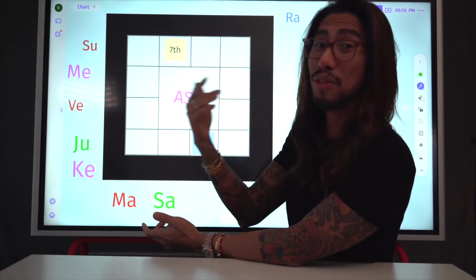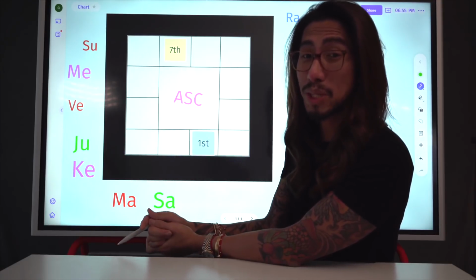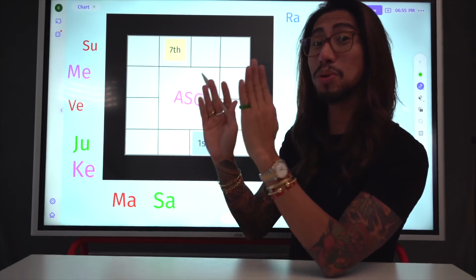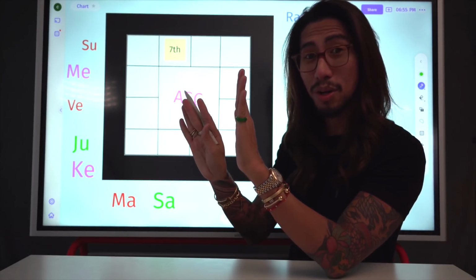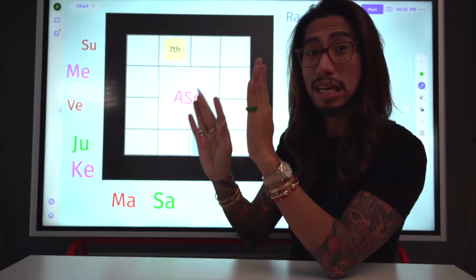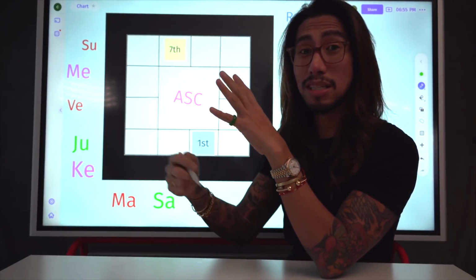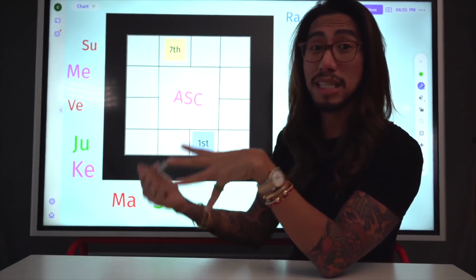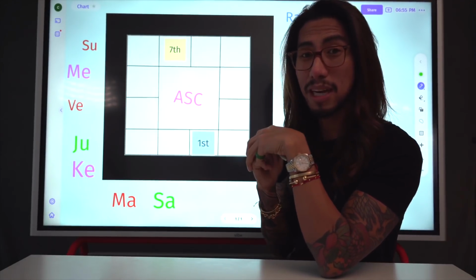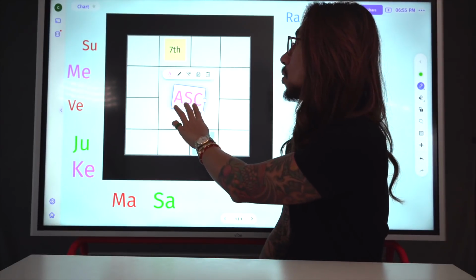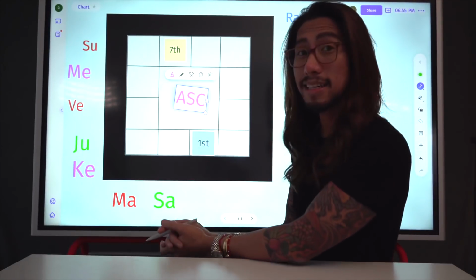And then after that, we will be able to connect other divisional charts. And once we put those together, then we can see the person's or the native's characteristics and how they are going to manifest here in this lifetime. And that's the importance of knowing your ascendant sign.